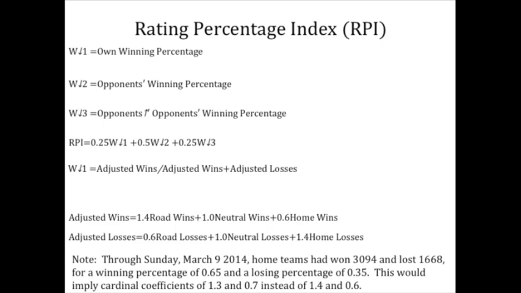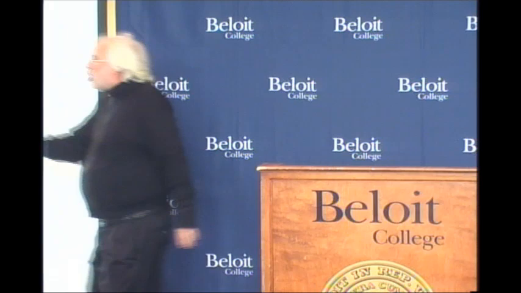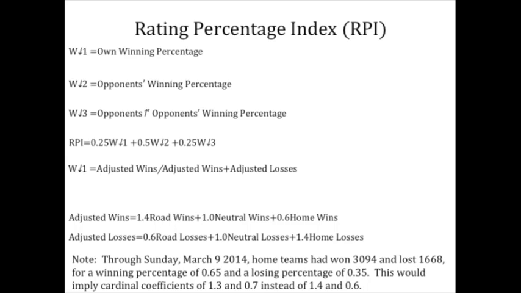Now, the primary metric used by the NCAA selection committee is the rating percentage index, or RPI. And again, notice right off the bat that there are multiple dimensions of performance. A team's own winning percentage, their opponents' winning percentage to gauge their strength of schedule, and their opponents' opponents' winning percentage to just make sure that that previous dimension, W2, is for real. The RPI itself is a weighted average of these three dimensions of performance. These cardinal weights of 0.25, 0.5, and 0.25 are arguably arbitrary and subjective.